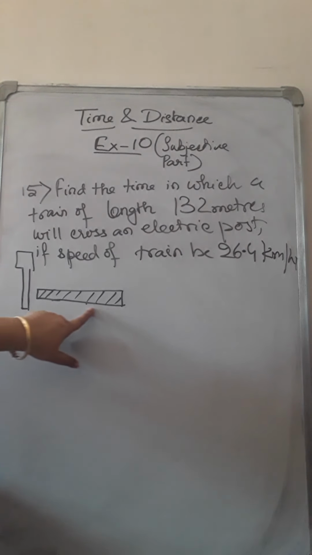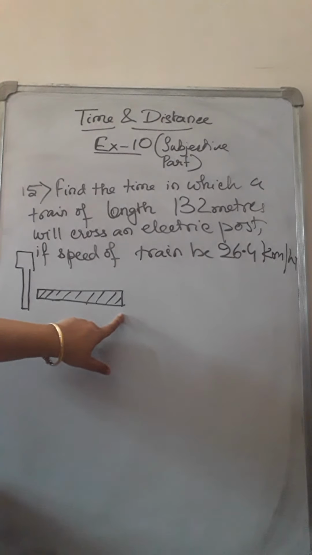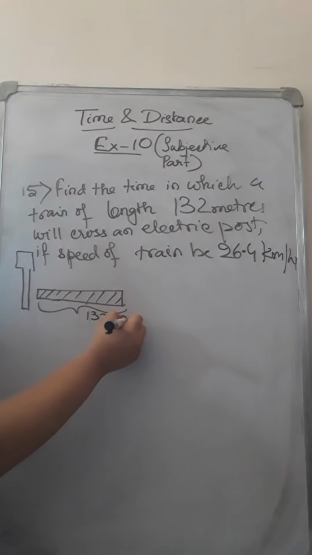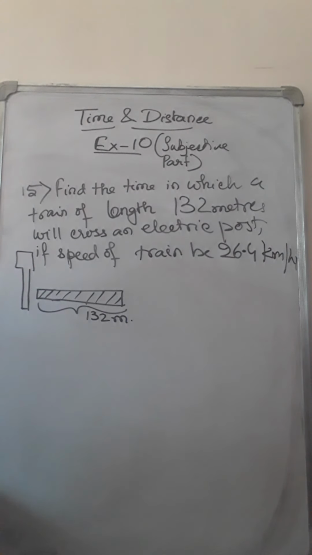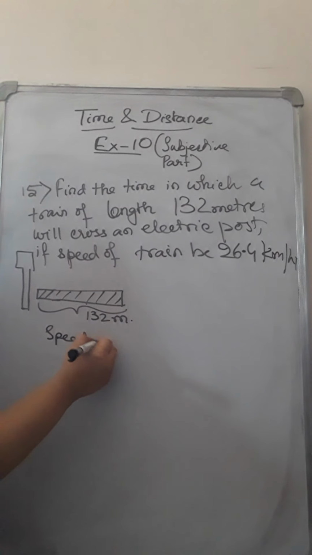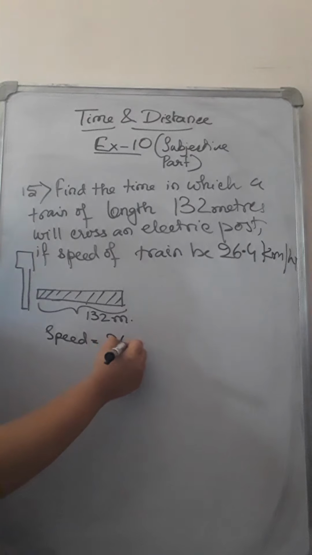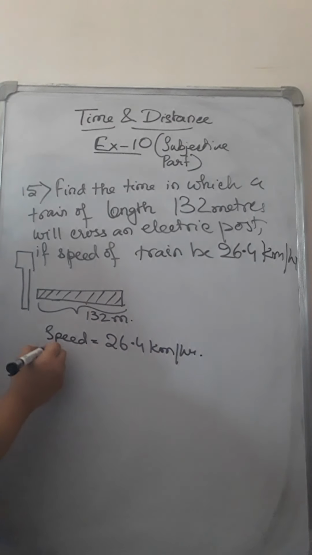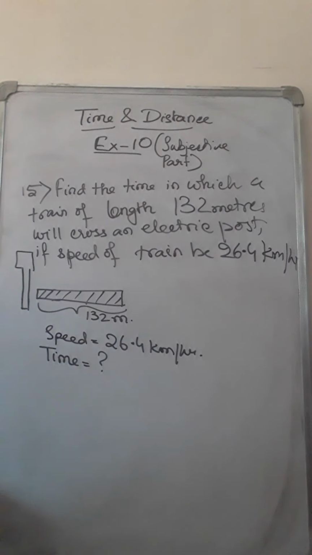Now what is the length of the train? That is also provided, 132 meters. What is the speed of the train with which it is travelling? The speed is given, 26.4 kilometer per hour. And you need to find the time taken by the train to cross the electric post. So these are the information which I have jotted down.